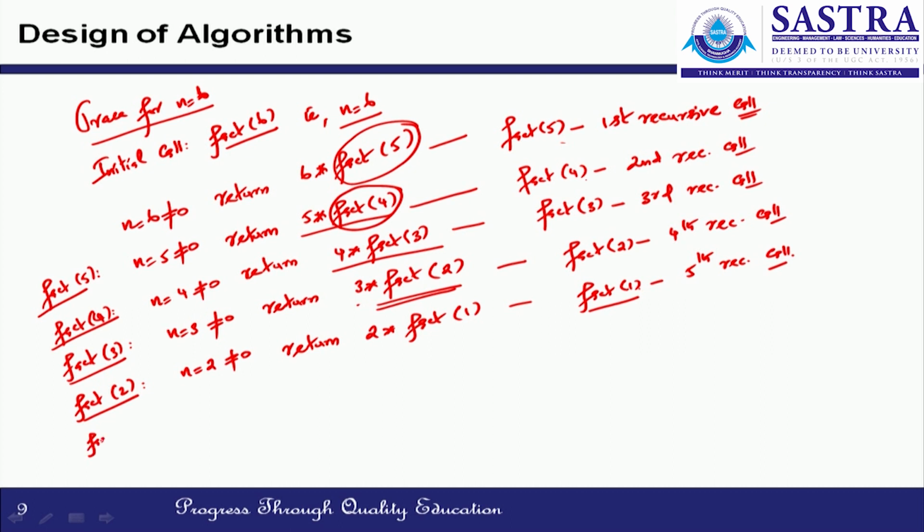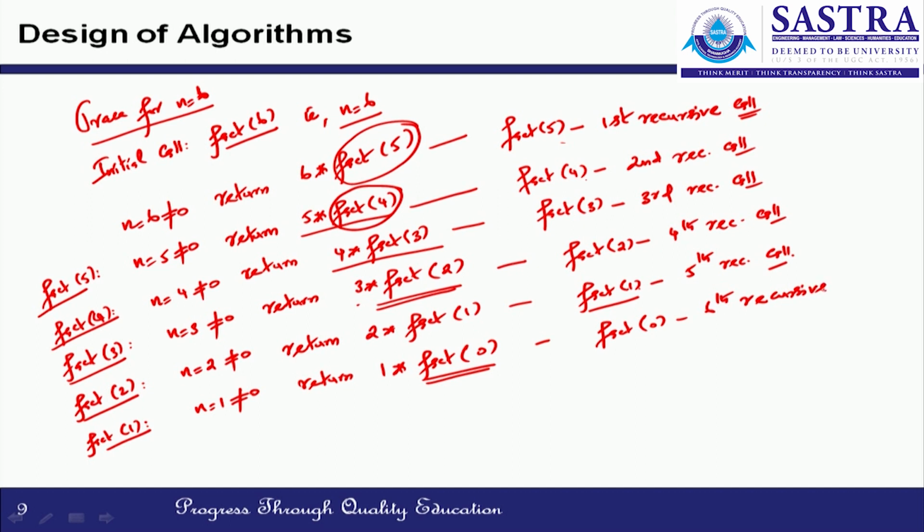To evaluate fact of 1, the formal parameter n receives 1, 1 is not equal to 0. Now fact of 1 is evaluated as return 1 into fact of 1 minus 1, which is 0. Fact of 0 is the next recursive call. Fact of 0 is the sixth recursive call.